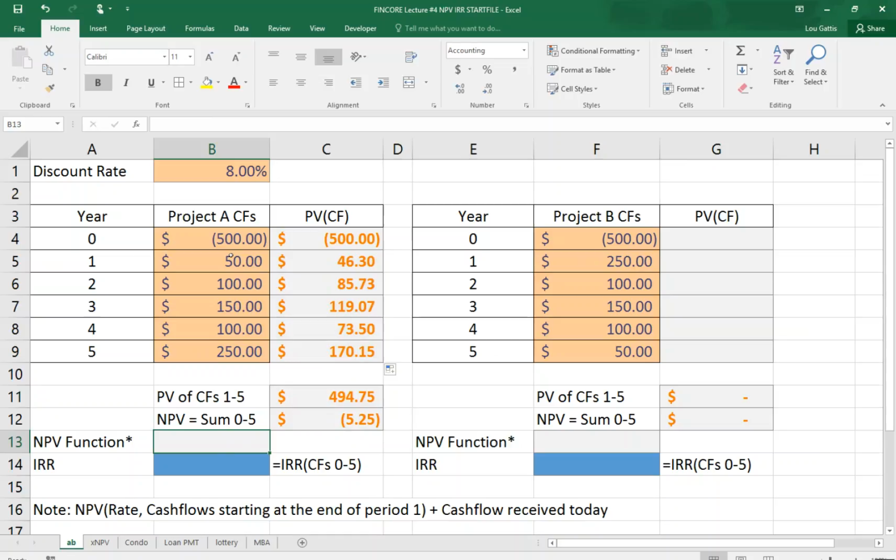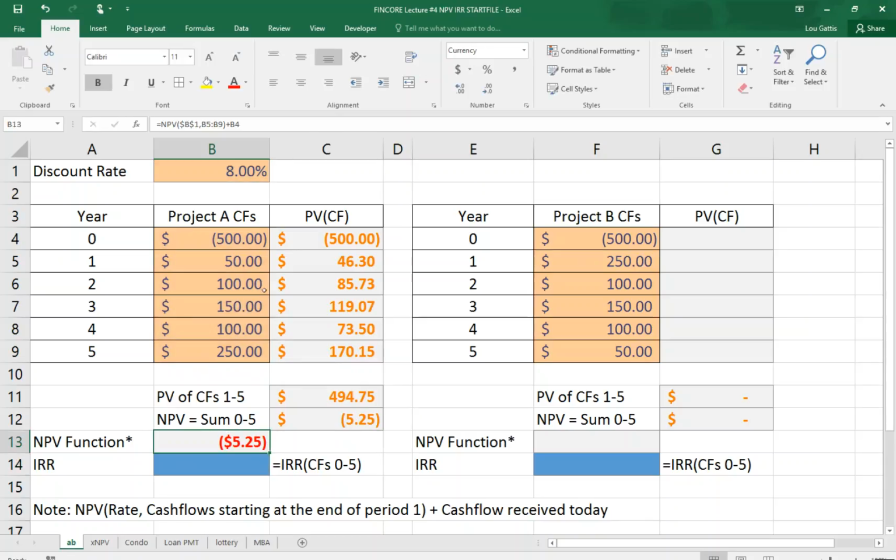Now, we also could have just used Excel's NPV function. So we say equals NPV, put in the discount rate, I'm going to anchor that, comma, now put in value 1. Now notice it says value 1 and not value 0. So we want to start with the value received at the end of the first period. Now if I just hit enter, that's just the present value of the cash flows from year 1 to 5. Then to calculate the actual NPV, I need to add the initial cash flow.